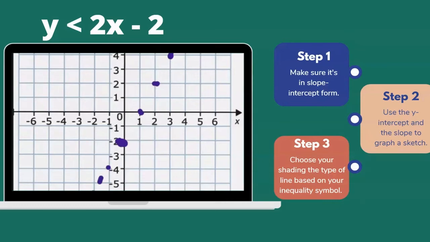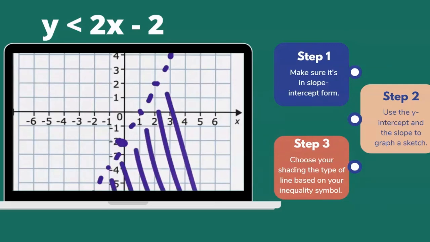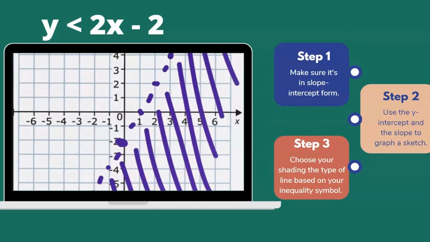Next, we need to look at our inequality symbol, and I noticed that the inequality symbol that we have here does not have a line underneath the symbol. So that means that when I choose my line, it should be a dotted line. And the final thing I need to decide is what type of shading I will do to this graph. I notice that the inequality symbol that I have here says less than. And every time I see a less than, I know that means I'm going to shade below my line. So here's our final graph: y is less than 2x minus 2.